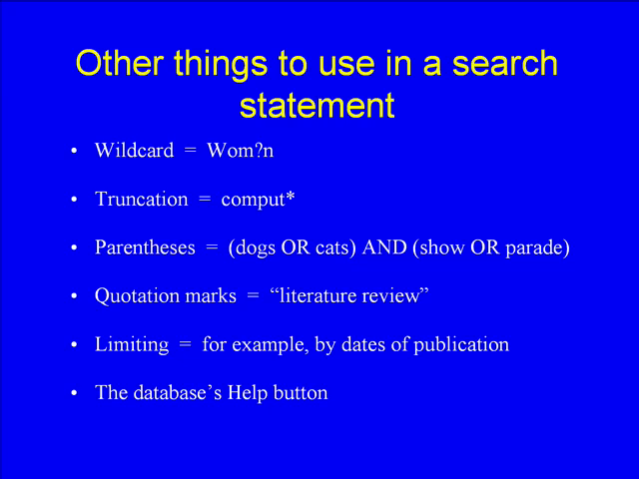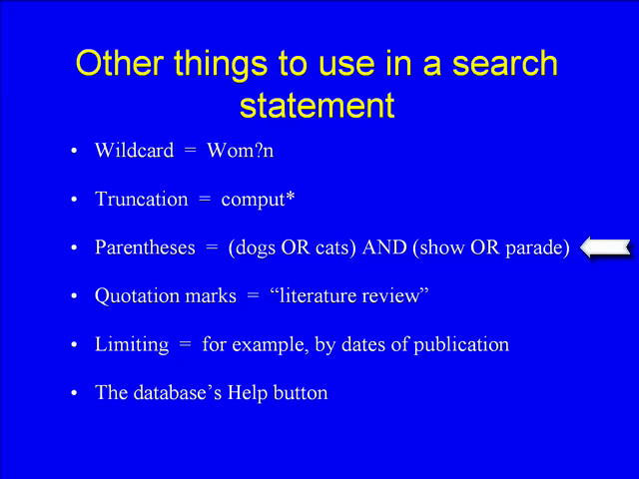You can also use truncation in your search statement. If you type a base word like compute, say C-O-M-P-U-T, and put an asterisk after the T, the database is going to look for compute, computer, computerization. It's going to look for that base word, C-O-M-P-U-T, and any other letters added after it.